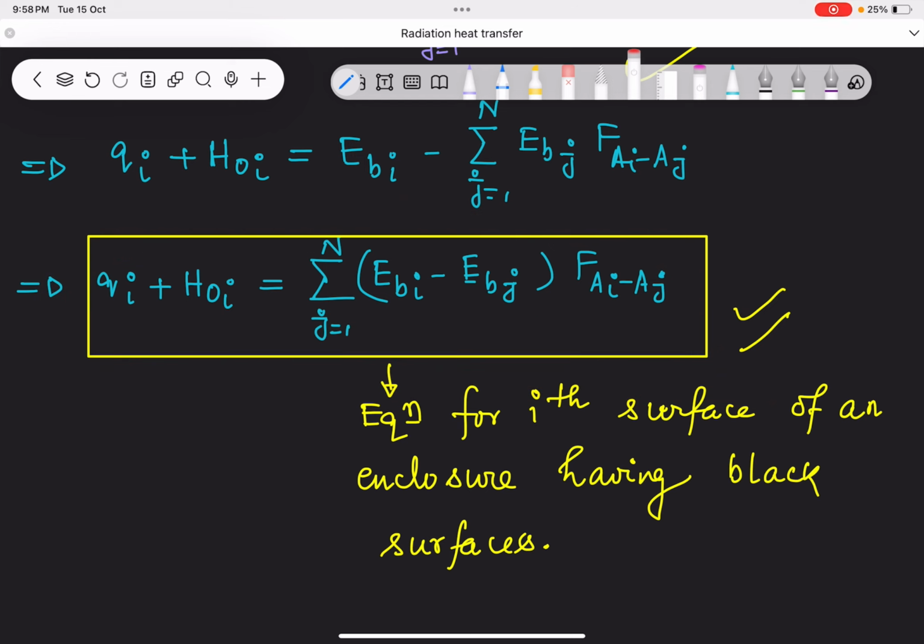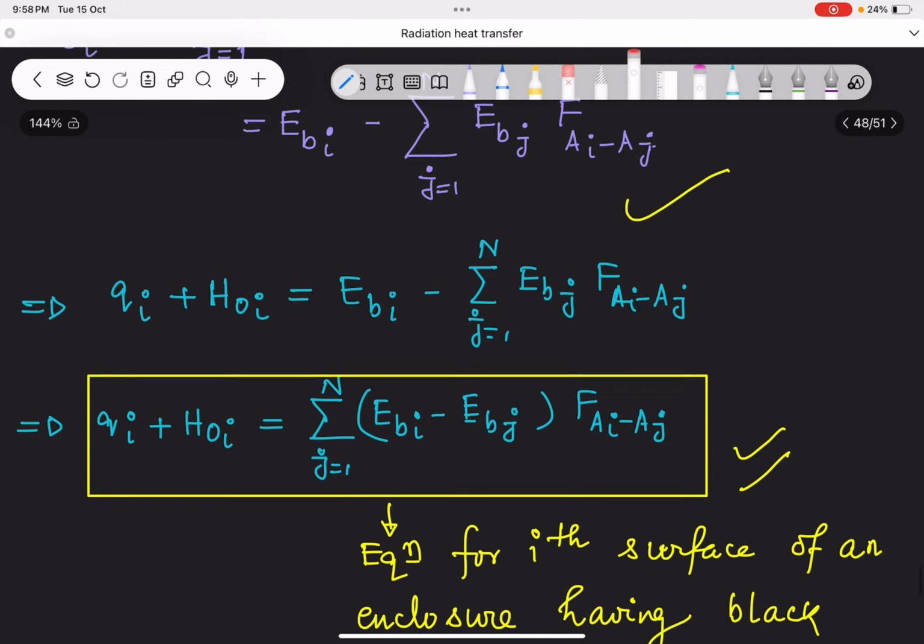We also said that we will be asked mainly to find either the heat flux or the temperature. So heat flux is here and temperatures are here. EB is sigma T to the power 4, so EBi is equal to sigma Ti to the power 4. That is nothing but the temperature.